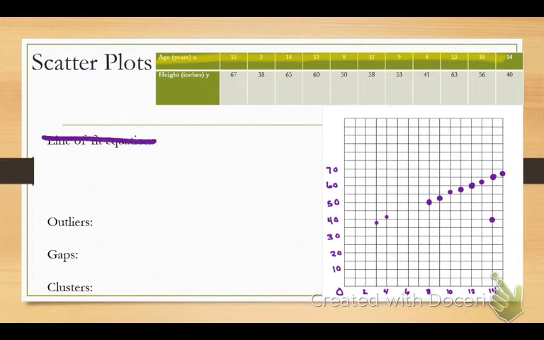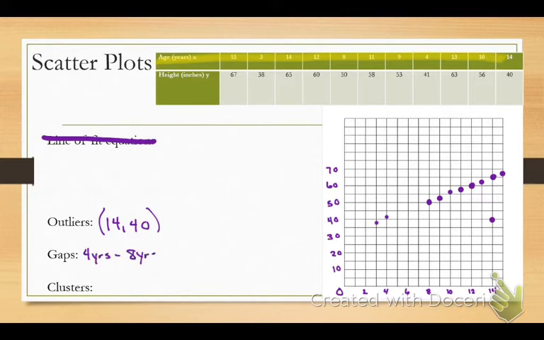Okay, so we're not going to do the line of fit for this one. We're just going to focus on the outliers, gaps, and clusters. Is there an outlier now that I have everything plotted? What is it? Yeah, 14, 40, the 14-year-old at 40 inches. Okay, what about gaps? Is there any gap? Yeah, between what ages? 4 years to 8 years.